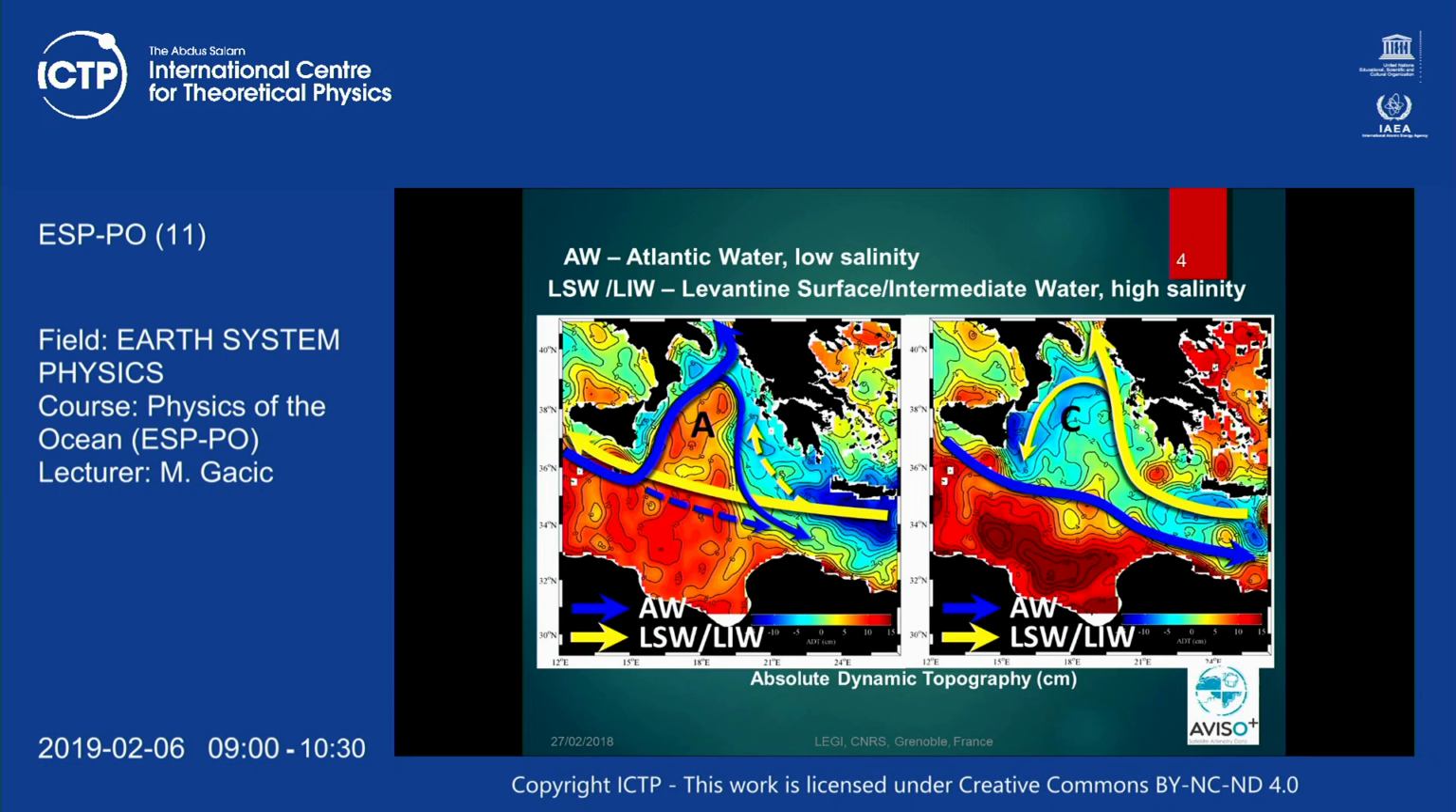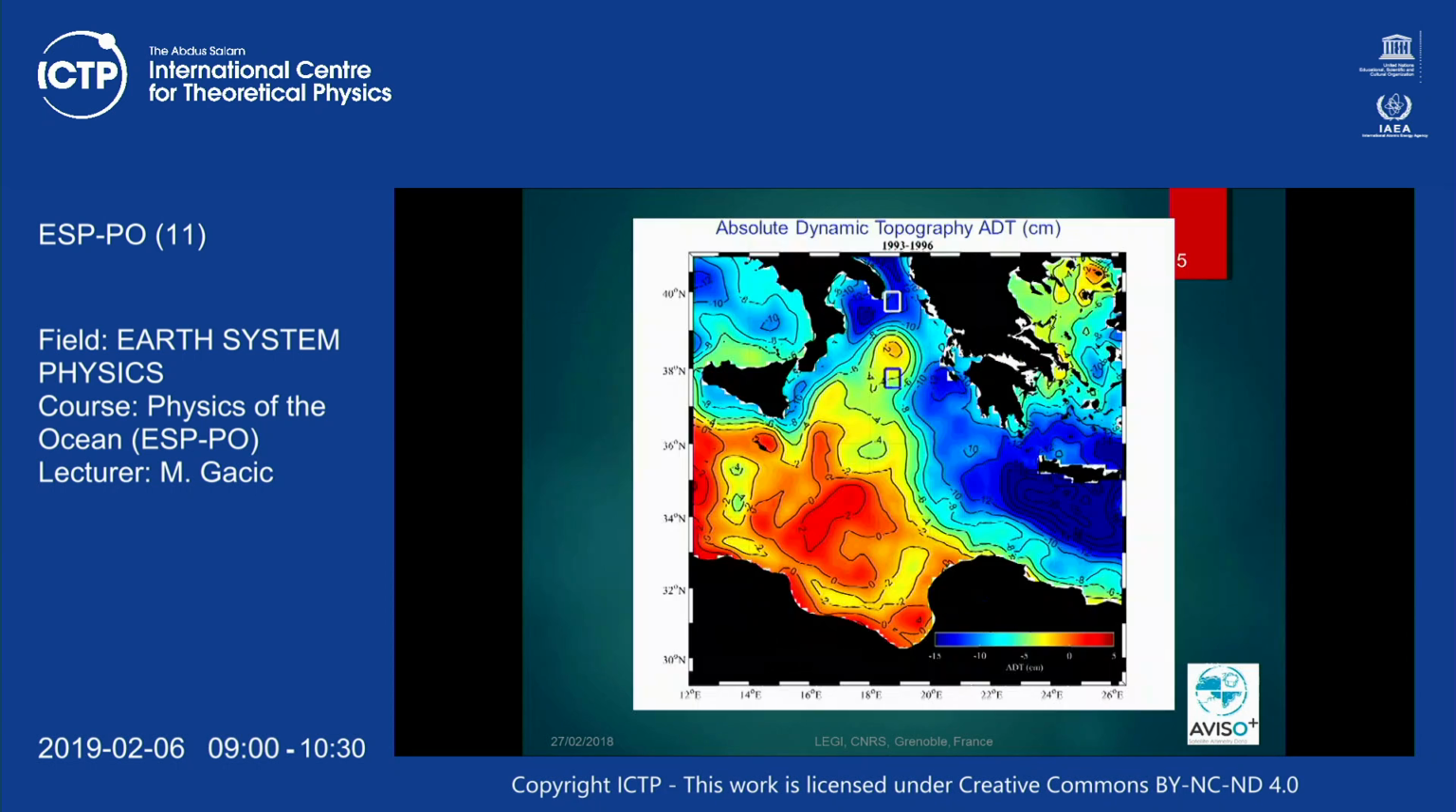What consequences have these things? This is this example without the schematic circulation, and this is a situation that I already showed you before, showing also the similarity between the drifter reconstructed flow and the geostrophic flow.